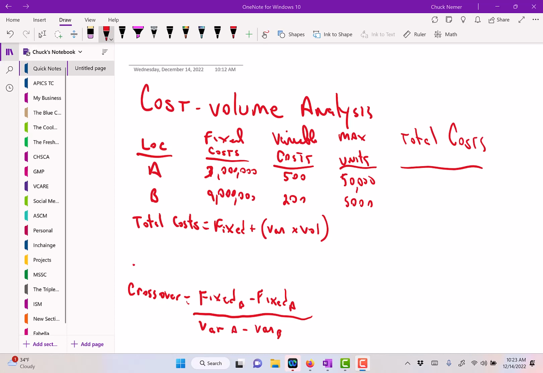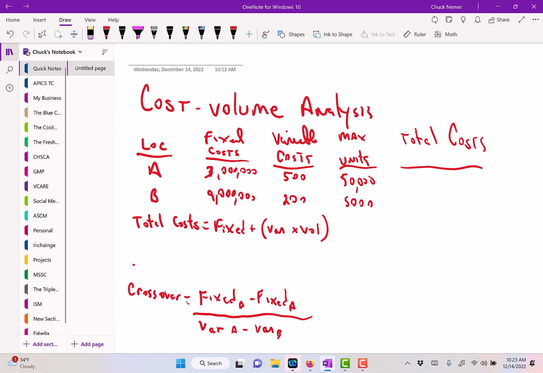In this video, what we're going to look at, you see the title, cost volume analysis, but if you look at the data down below here, what we're really talking about is, hey, I've got two places I can ship from. And if you look at A, lower cost versus B, which is higher cost, but A also, while it's lower cost, has a higher variable cost.